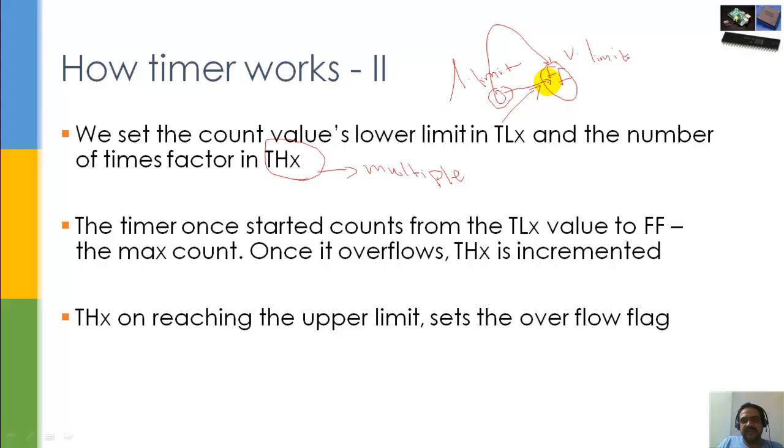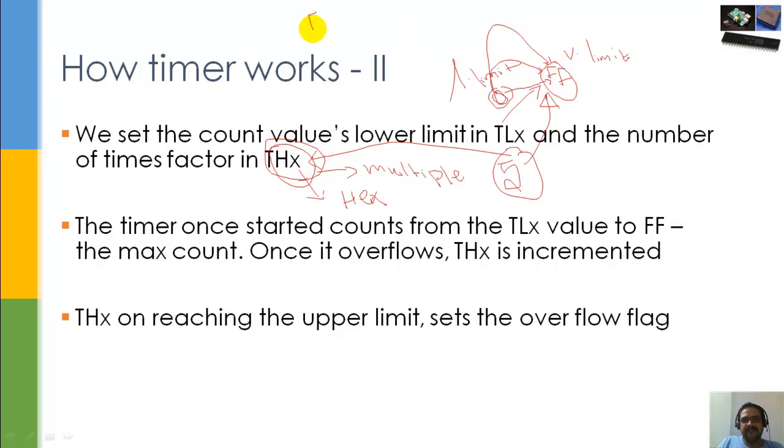Suppose that delay is not sufficient for me, but if it counts 5 times 0 to FF, then probably I might get the delay I want. So that multiplier number is loaded onto TH. This is also a hexadecimal number. So TL will contain the upper limit. The timer will start counting from 0 to that upper limit number, and TH will contain the multiplier term, which is also a hexadecimal number.